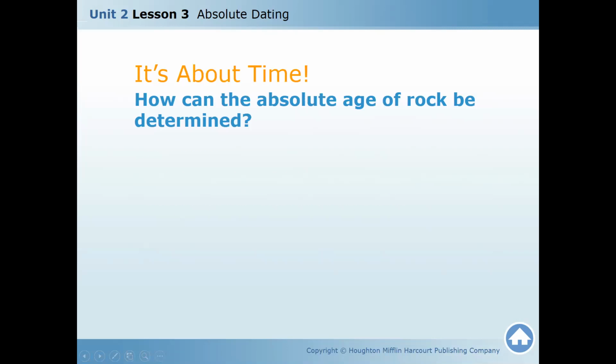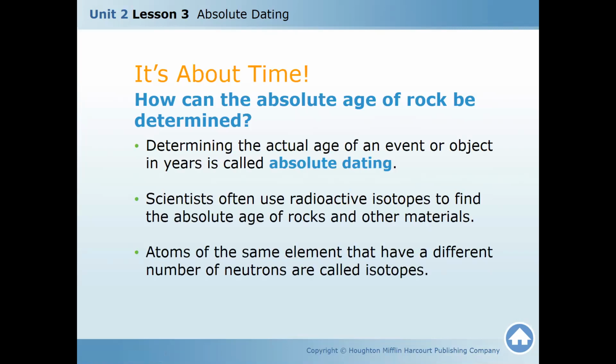First part we have already finished. That's why just please read it out. Judy or Zishan, any one of you. Start reading it, please. How can the absolute age of rock be determined? Determining the actual age of an event or object in years is called absolute dating.